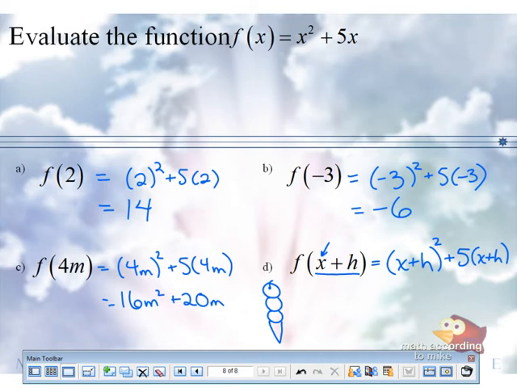All right, how does x plus h quantity squared FOIL out? X squared. You good? 2xh plus h squared. Good. Plus, distribute your 5 through? 5x plus 5h.